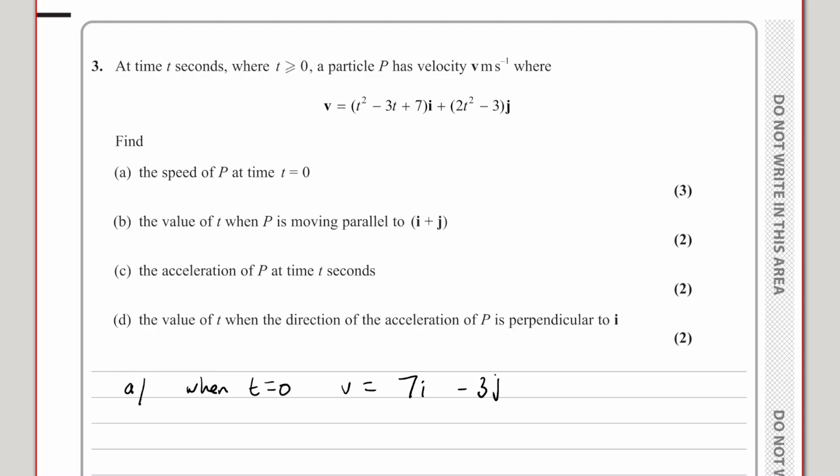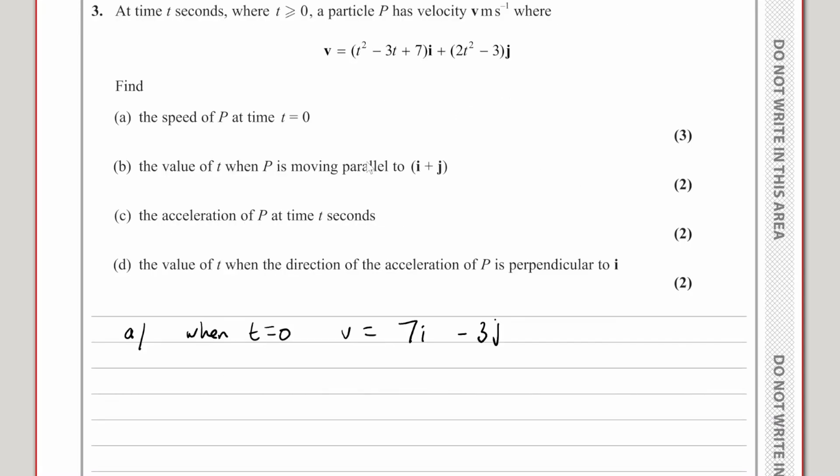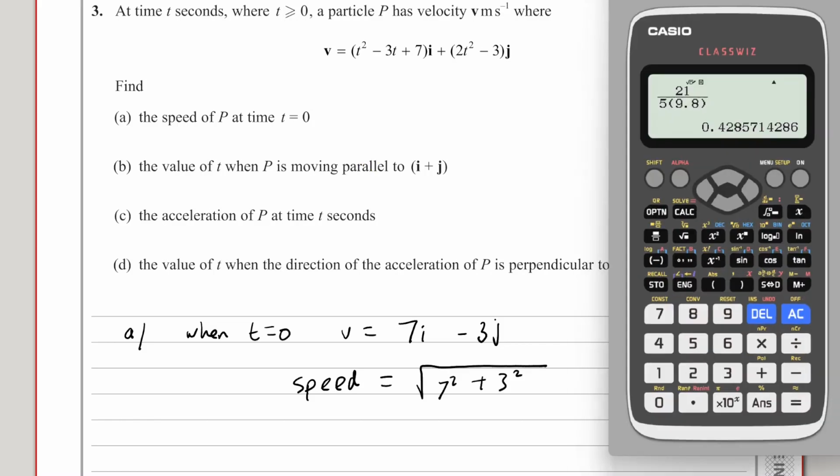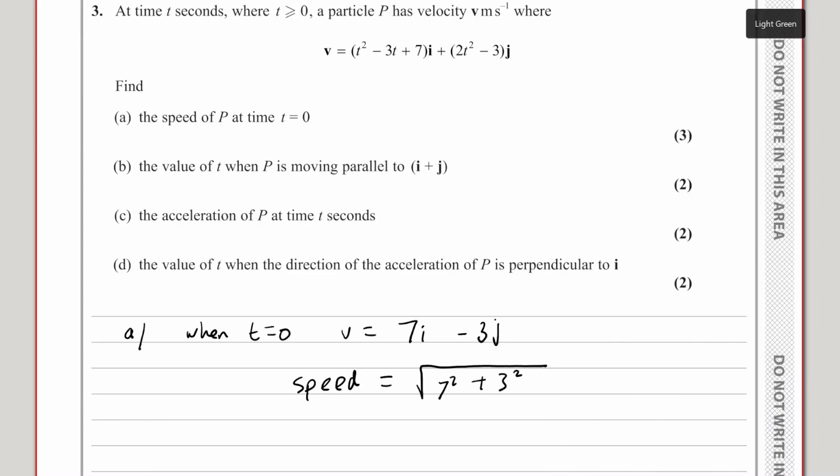That's velocity. We want speed. So it's the magnitude, it's the Pythagoras. So speed is the square root of 7 squared plus 3 squared. Square root of 7 squared plus 3 squared is root 58, or 7.6. So I'll put 7.6 meters per second.